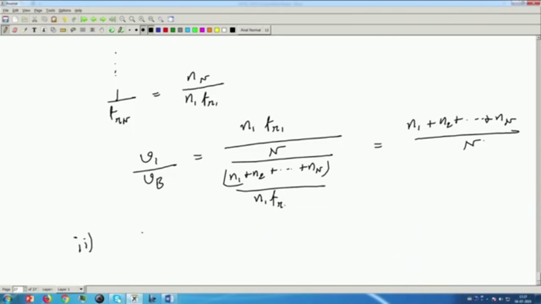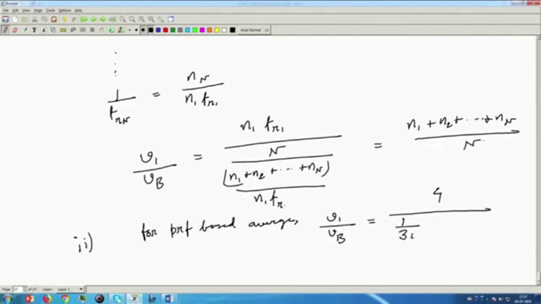So, for the given values for PRF based average, let us calculate what is this ratio V 1 by V b. So, it is 4 by 1 by 30 plus 1 by 35 plus 1 by 32 plus 1 by 36. So, that is 33.076.